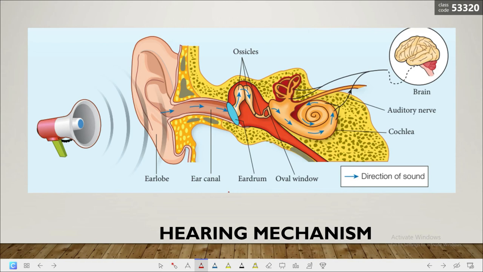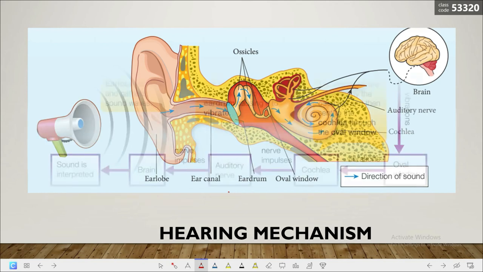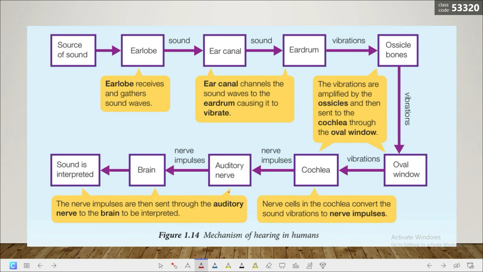Of course, it starts with the earlobe that will collect the sound and direct it to the ear canal. Then it goes to the eardrum and it will vibrate. The ossicle will amplify it. Then the oval window will collect the sound and transfer it to the cochlea. Then the cochlea will produce the impulse and send it to the brain by using the auditory nerve. So you need to remember the mechanism: first which structure we go to, then which structure after that, and how each structure functions.